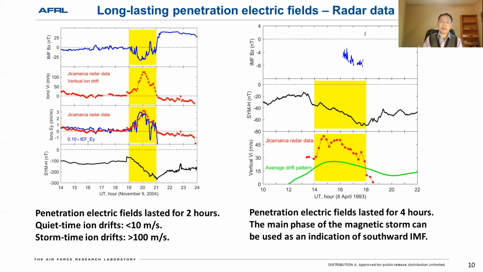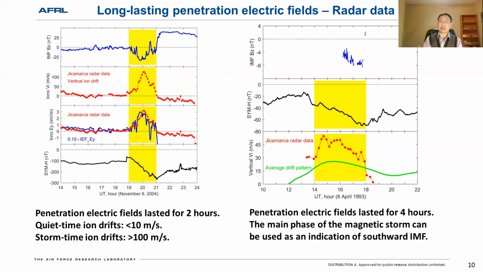We now present examples of long-lasting penetration electric fields longer than 2 hours measured by the Jicamarca radar. In the left figure, the IMF turned southward for 2 hours in a shaded interval, and the vertical drifts in the day-side equatorial ionosphere are increased by more than 100 meters per second over this interval. The change of the drift is well correlated with the change of the IMF or IEF.